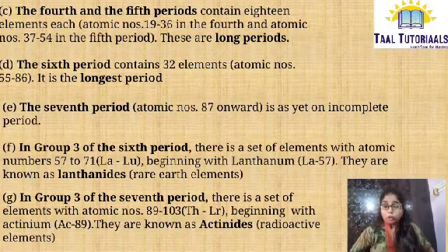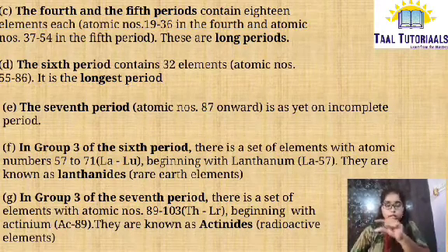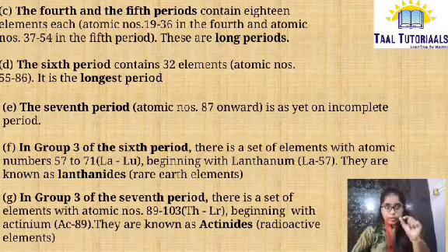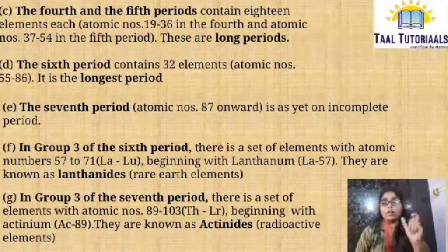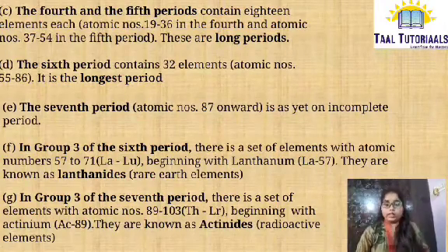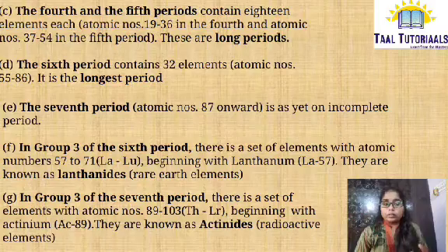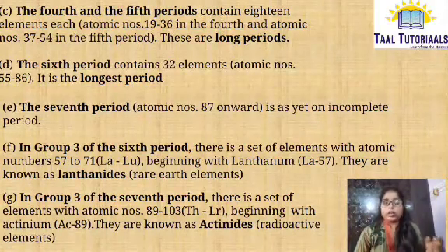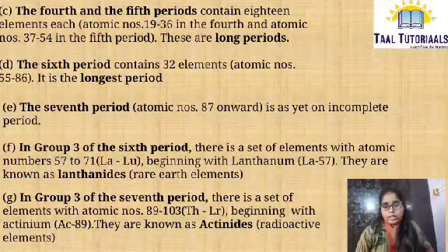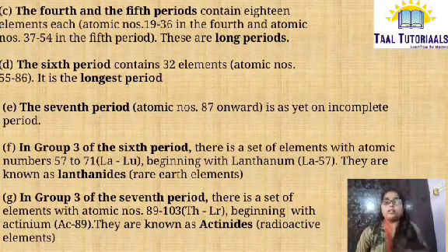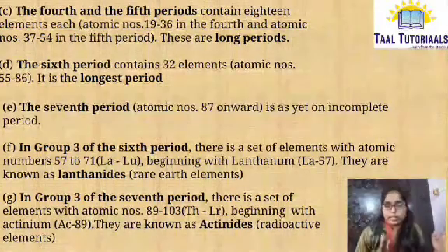Then in group 3 of the sixth period, third group, there is a set of elements with atomic numbers 57 to 71, that is La to Lu. Okay, they begin from lanthanum, La, which is 57, and that set is known as lanthanides. The elements starting from lanthanum till Lu are known as lanthanides.